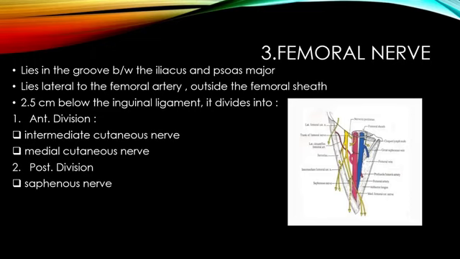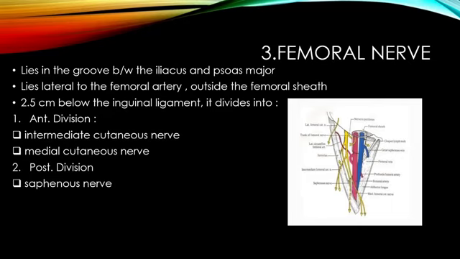As we know, the femoral artery divides into the profunda femoris artery 3.5 centimeters below the inguinal ligament. Similarly, the femoral nerve divides into the anterior and posterior divisions 2.5 centimeters below the inguinal ligament. Now, the anterior division gives rise to two cutaneous nerves, the intermediate cutaneous nerve and the medial cutaneous nerve, whereas the posterior division gives rise to only one cutaneous nerve, the saphenous nerve.